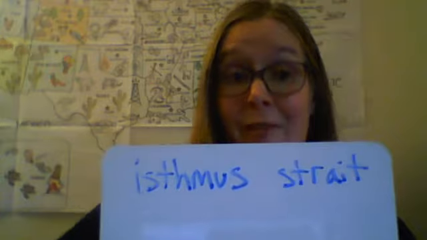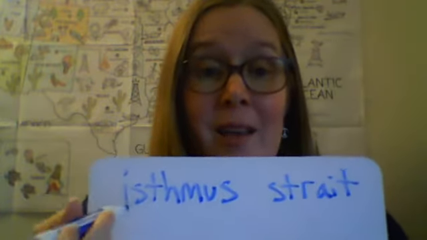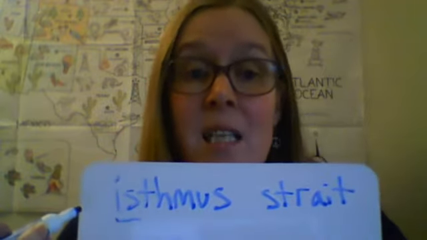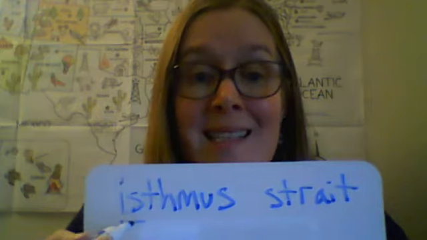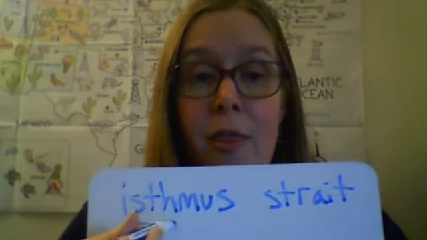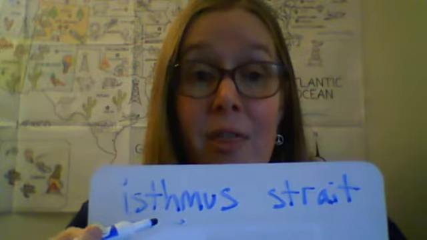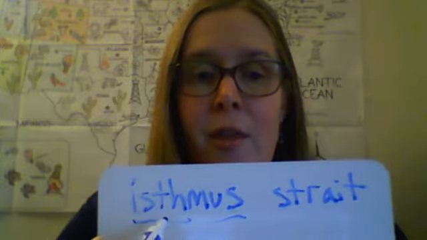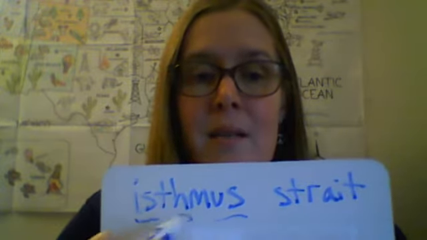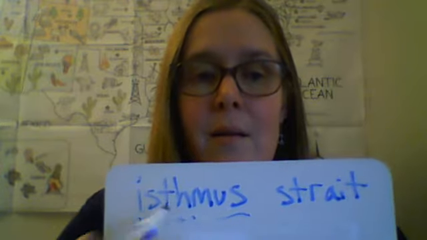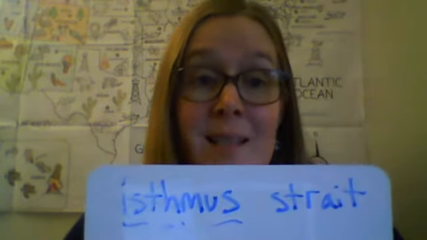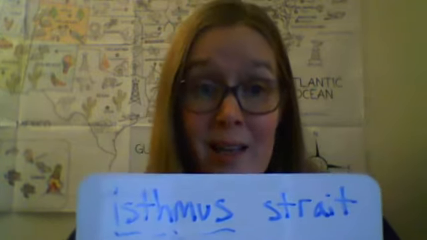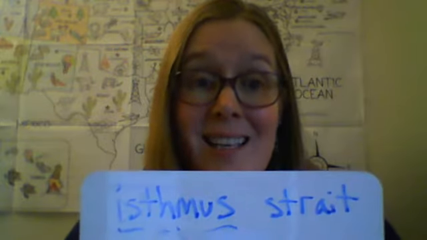Trying to get the lid off my marker and it wouldn't come, so. It starts with "is." Now, we know the word "is" is pronounced "is," but in this word we say "is." Then you know that "th" says "th," and then "mus." Put it together and it says isthmus. But you've got to get all those sounds in there. So why don't you try saying it? Isthmus. Isthmus.